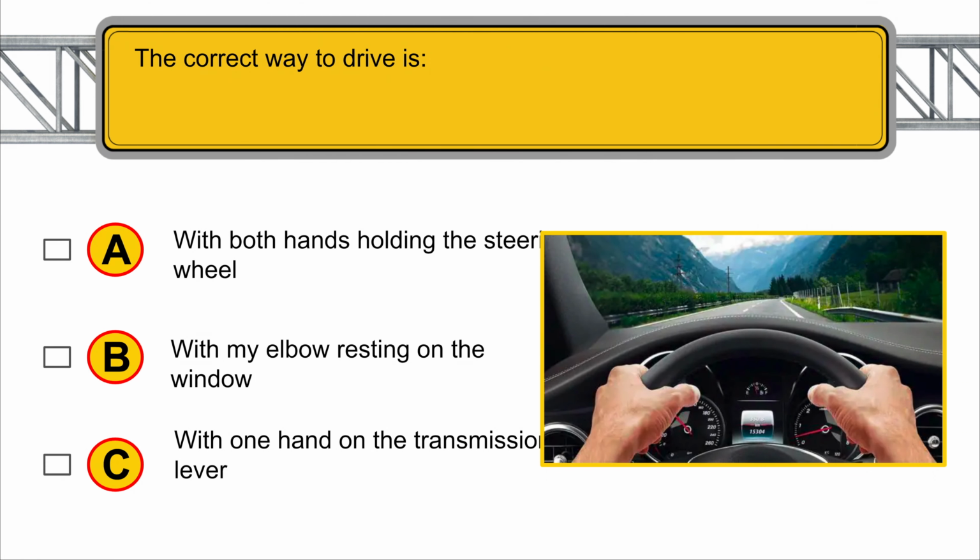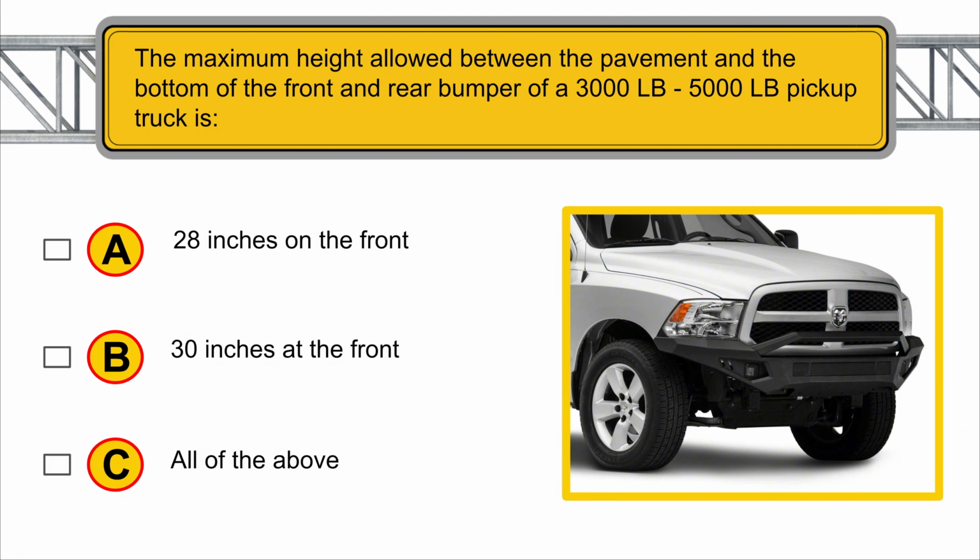The correct way to drive is with both hands holding the steering wheel, just like the picture. The maximum height allowed between the pavement and the bottom of the car and rear bumper of a 3,000 to 5,000 pound pickup truck is 28 inches on the front.